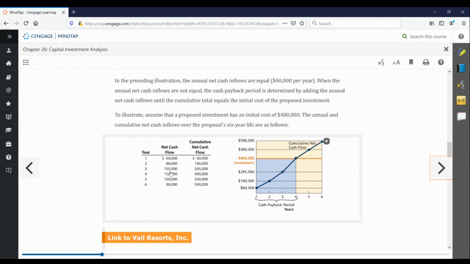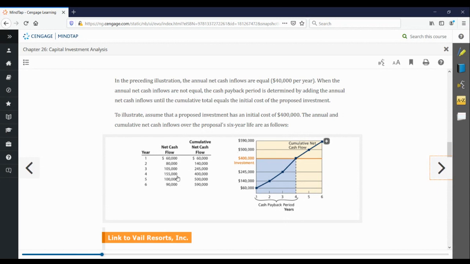The next year, we think the cash flow is going to be $105,000. We would add that to the 2 previous years to get a cumulative amount of $245,000. So these 3 added together is $245,000. That still does not recover the cost of the asset. So we know that it's going to take more than 3 years to recover the cost of the asset.